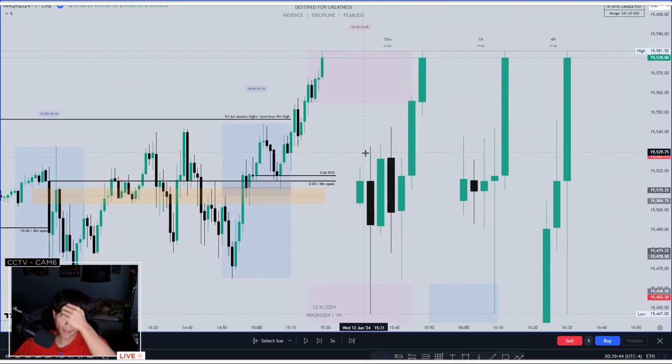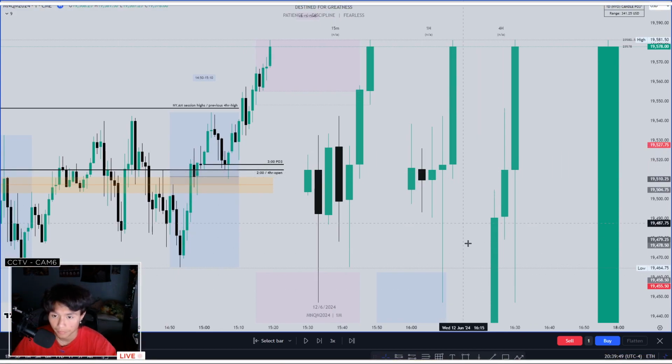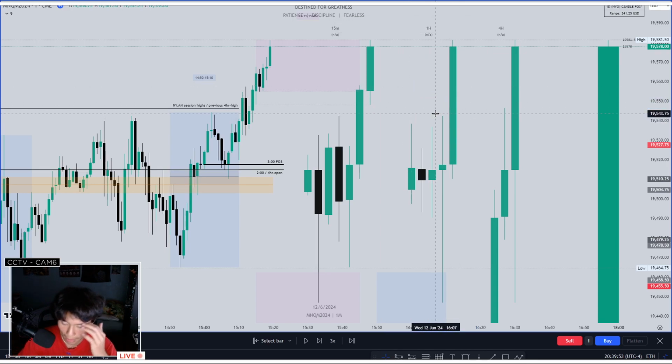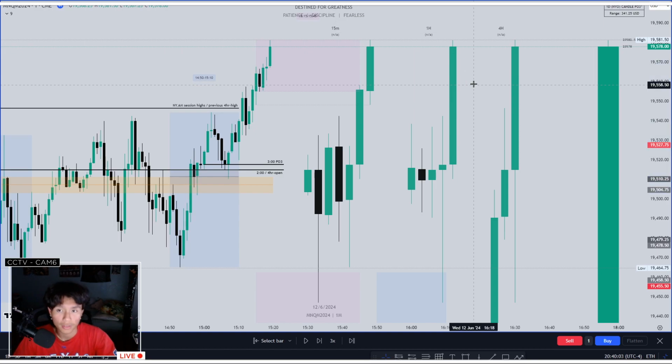Alright, so like I said, I'm anticipating this candle right here. Before this candle was even created, I'm anticipating this candle to be an open, low, high, close. Power of 3.